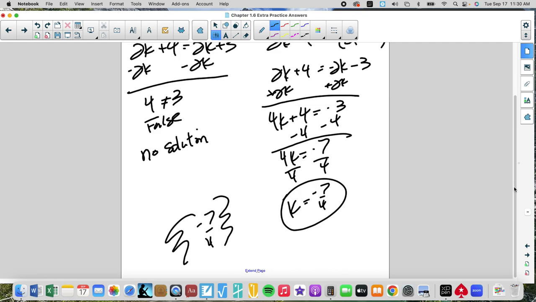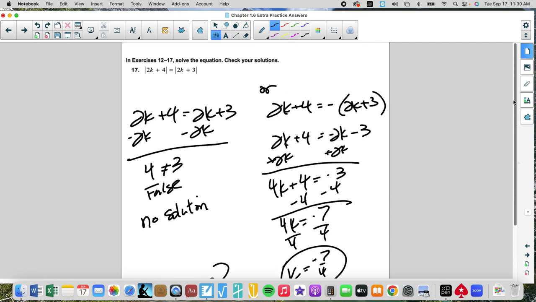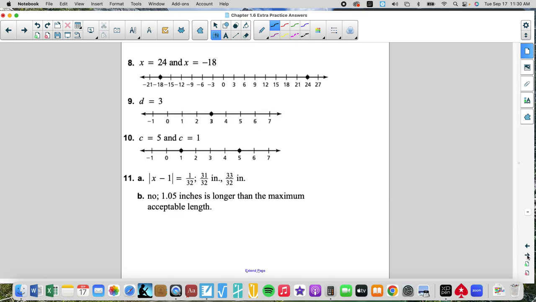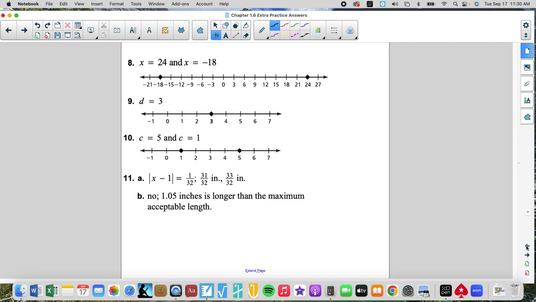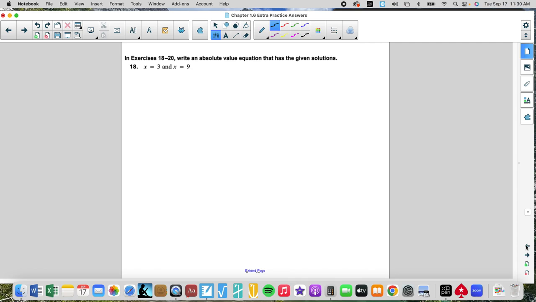Let's just check and make sure 16 and 17 had only one solution. 16 and 17 only have one solution, yeah. Good. Okay, let's move on to 18.